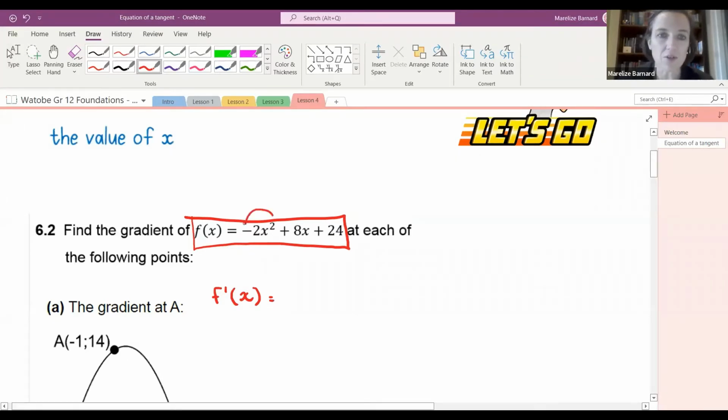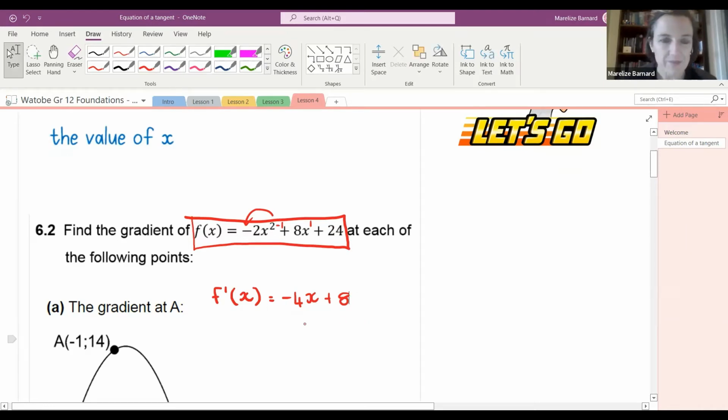We're going to go 2 times the minus 2 gives me minus 4x. Subtract a 1 from the 2 when we differentiate, so that will be x to the power of 1. We don't have to write that. Then the power here for the x is 1, so 1 times 8 is going to give me 8. And when we differentiate the 24, that's 0. Okay, awesome. So lots of you got that.